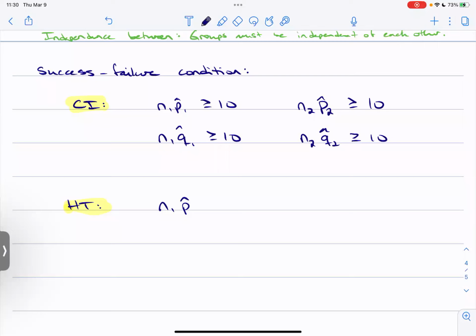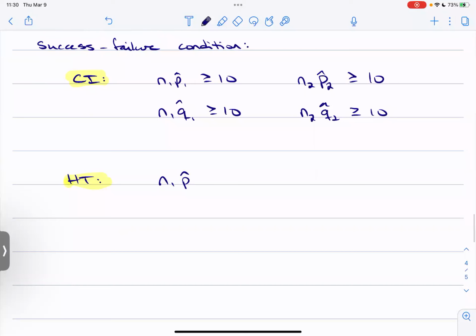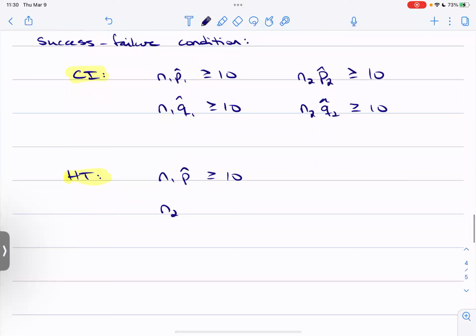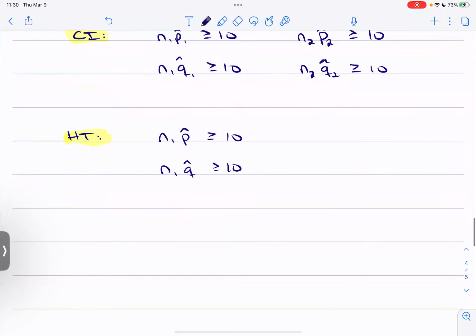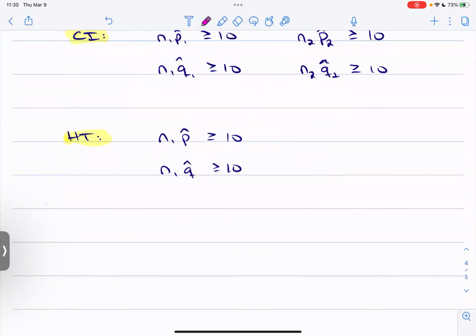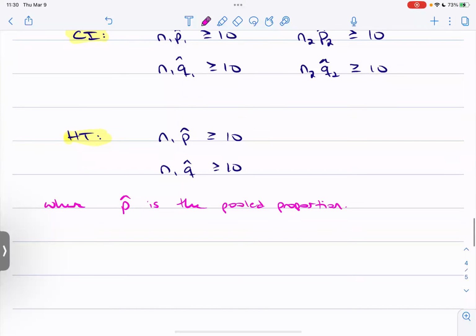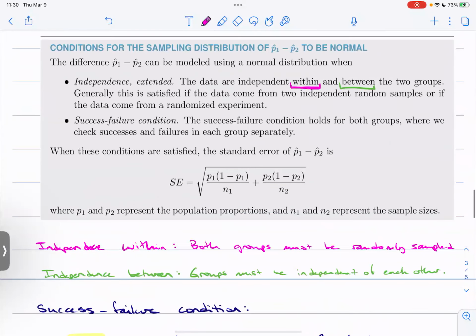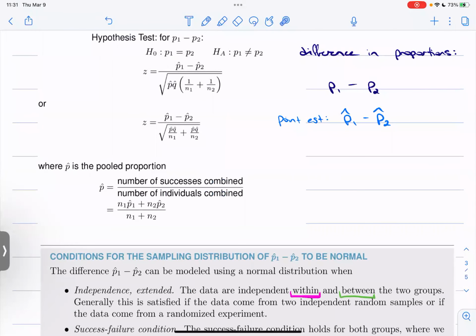So when we're doing hypothesis testing, what we do is we use this pooled proportion. Okay? So it's going to be N1 times P hat has to be greater than or equal to 10, and N1 times Q hat has to be greater than or equal to 10, where P hat is the pooled proportion. Now the pooled proportion is on your formula sheet.